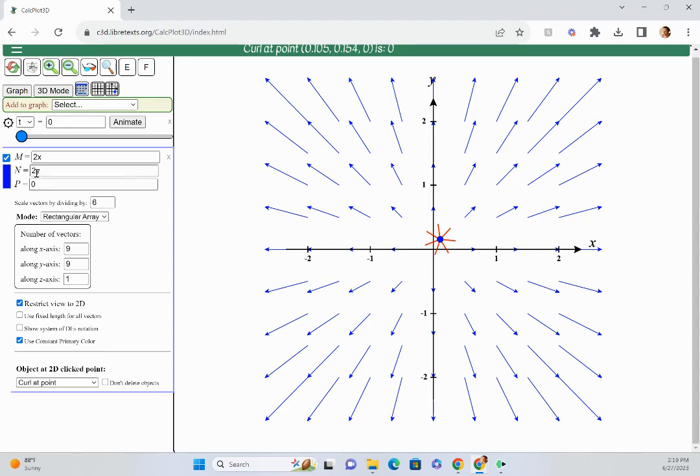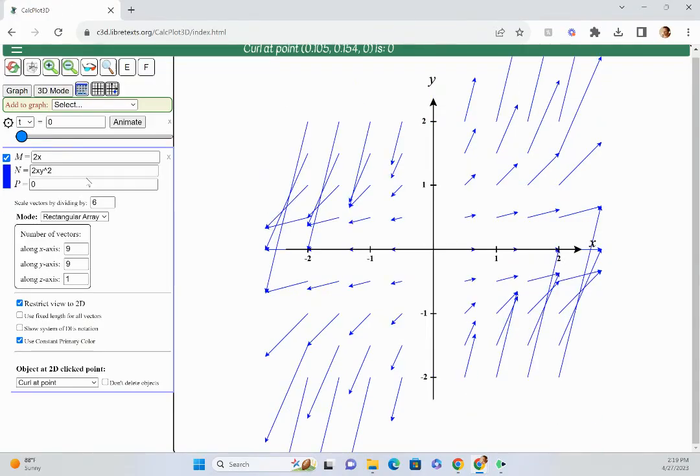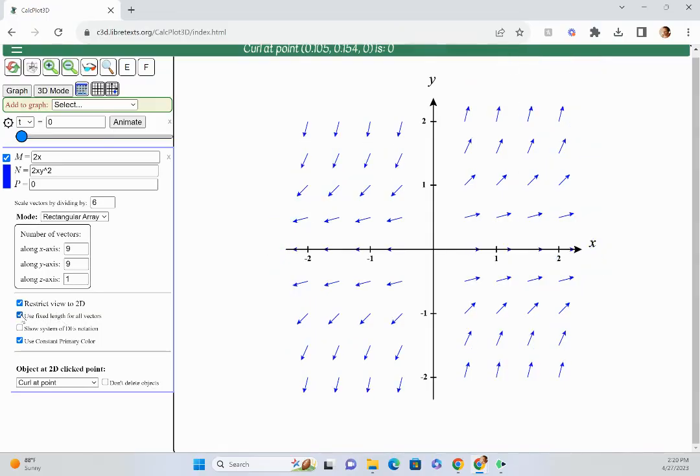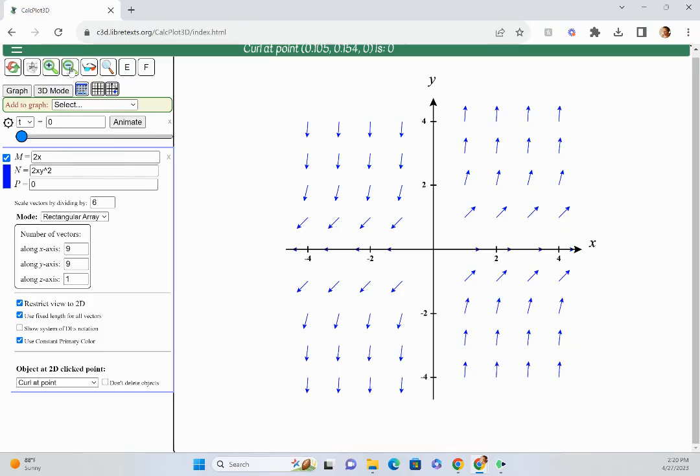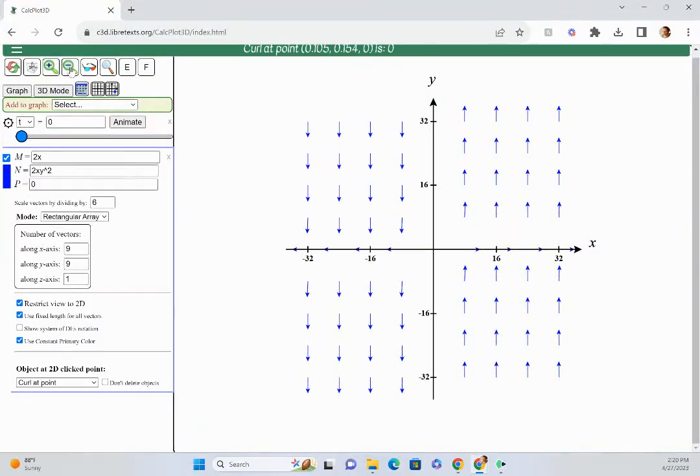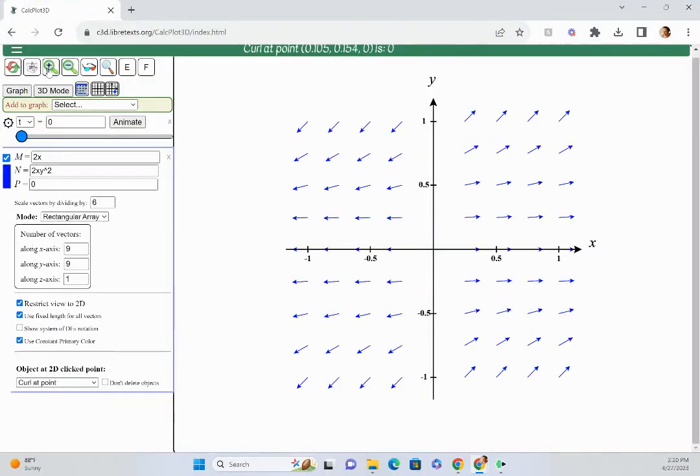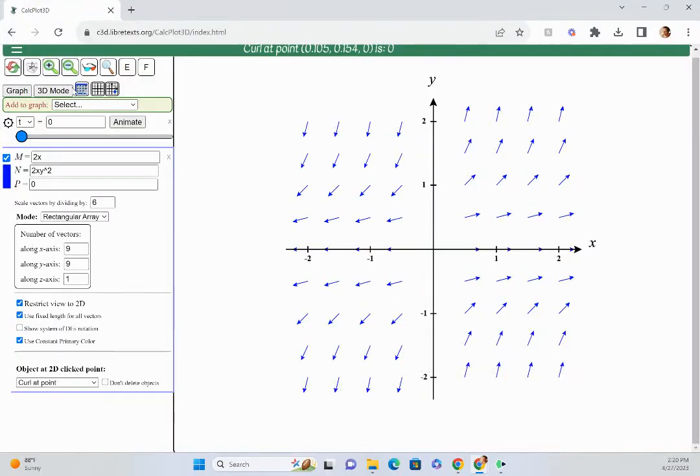Let's change this up a bit. I'm going to go ahead and change my second component to 2xy squared, and I'm going to see how it changes. It's not very pretty. I think one of the things I want to do here, because of the way my vectors are, is I'm going to use fixed length for all vectors, just so we have a better picture of what's going on here, okay? Then I also want to zoom out a little bit. Oh, maybe that's too much. Maybe I'll zoom back in. Maybe it was just good where it was. We'll leave it like that.